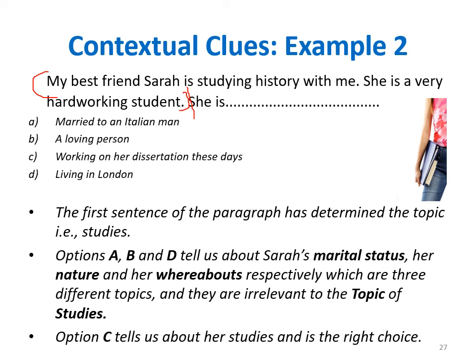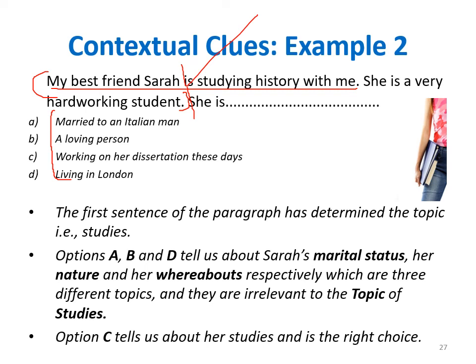You can see that without this sentence, every option fits well here. But let us now look at that. The first sentence of the paragraph has determined the topic, studies. Now, this sentence talks about studies. So the topic is studies. You can see that this topic sentence sets the tone.